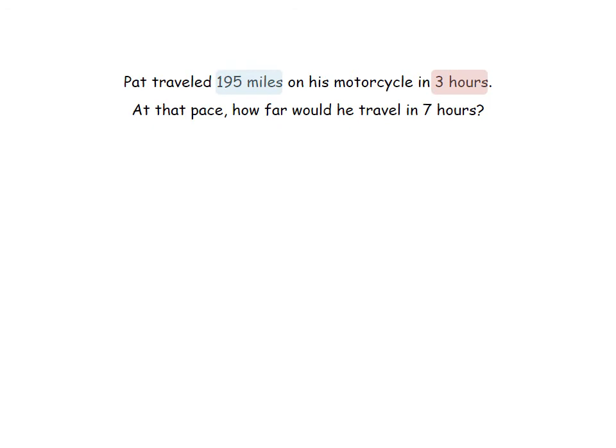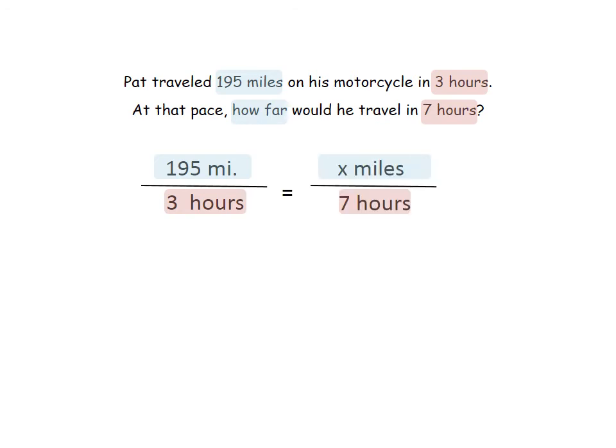The information we know is the fact that he can go 195 miles in 3 hours. What we have to do to solve this problem is figure out how far he would travel in 7 hours. You know the drill. We set up the fraction or the ratio for the known information. We set up the ratio for what we need to do to solve this problem. And again, it doesn't matter whether you put miles on the top or hours on the top, but what you do have to do is whatever you put on the top has to be the same on both. So the fact that we have miles in the numerator on the left means we have to use miles in the numerator on the right hand side.